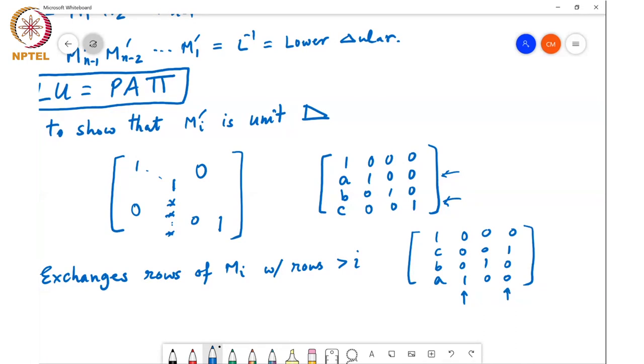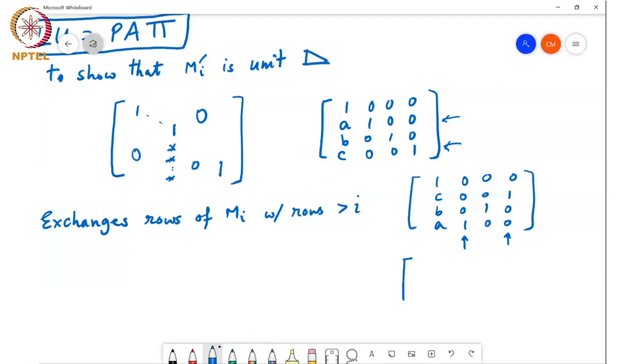So I have to exchange the same second and fourth column of this matrix. If I exchange these two, then what I will get is the matrix 1 C B A, 0 1 0 0, 0 0 1 0 and 0 0 0 1. Exactly. So this is the idea. So all that happened by this PI plus 1 MI times PI is that the entries A and C got exchanged. Otherwise, the structure is exactly retained. So that is the basic idea here.